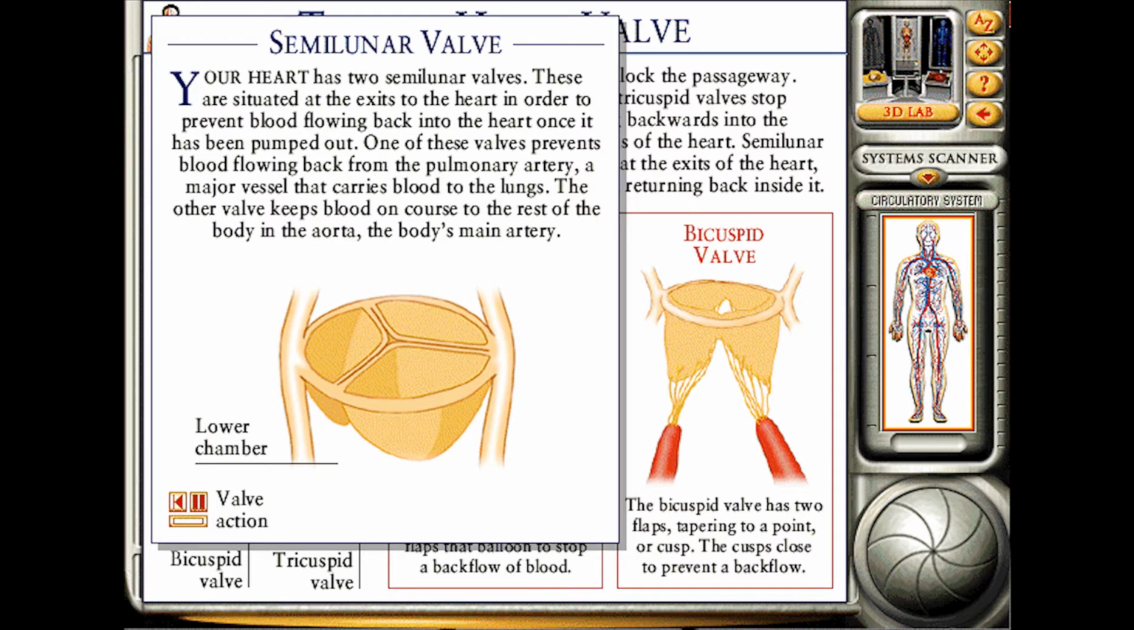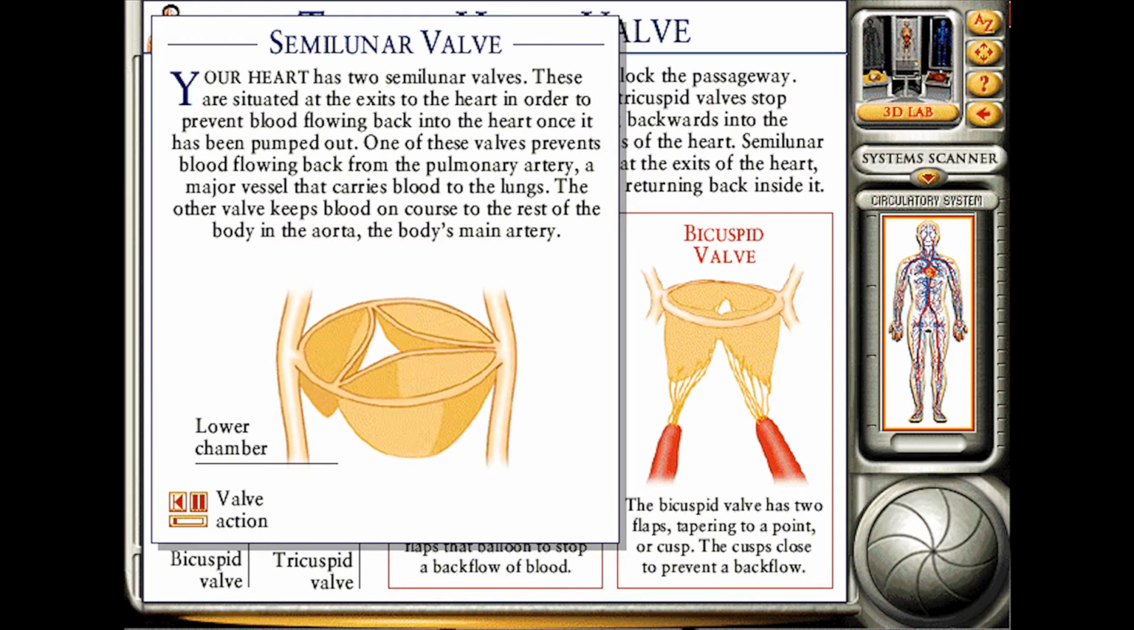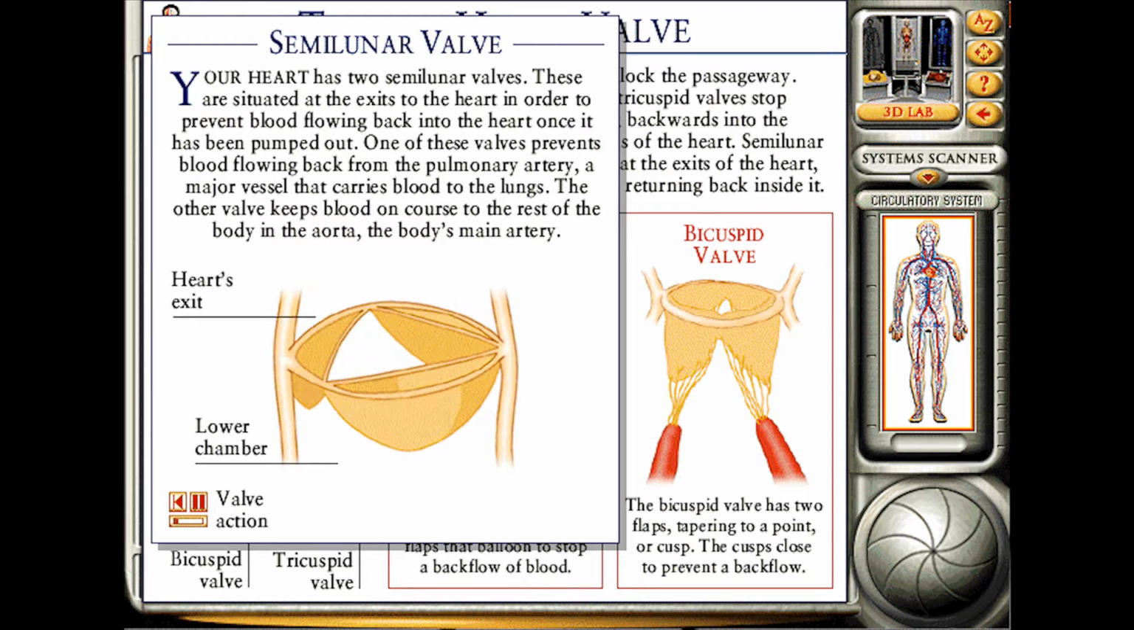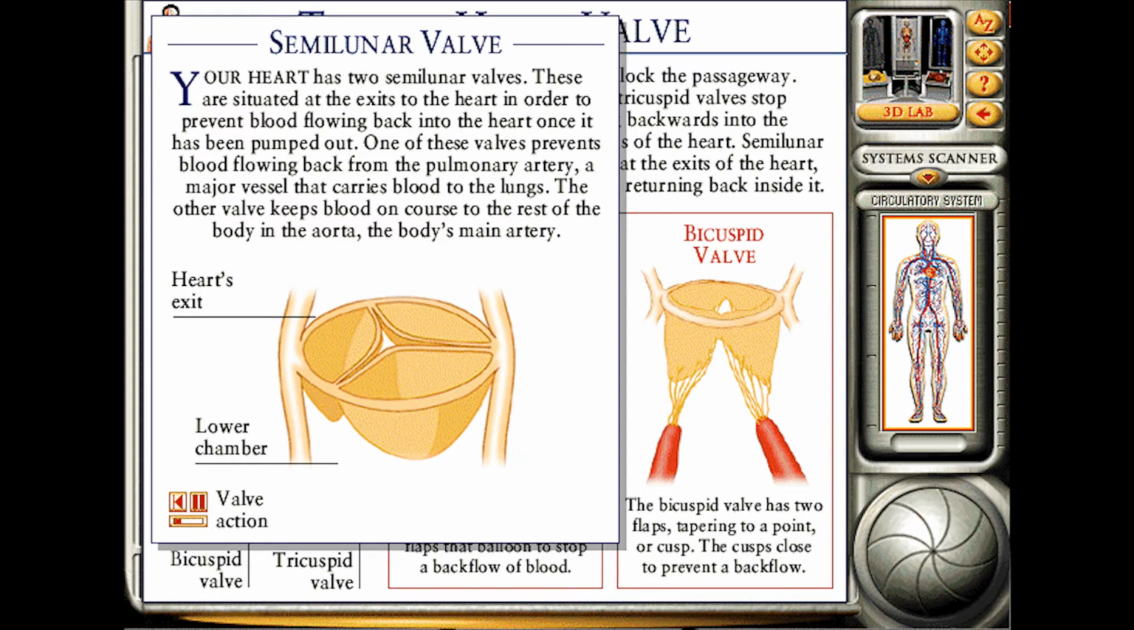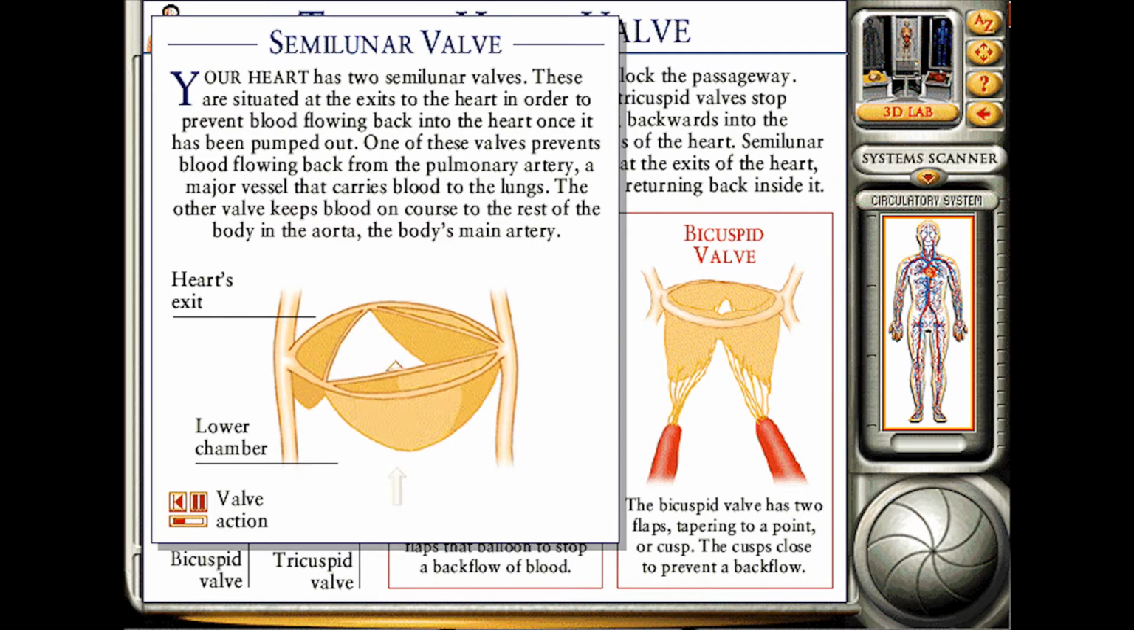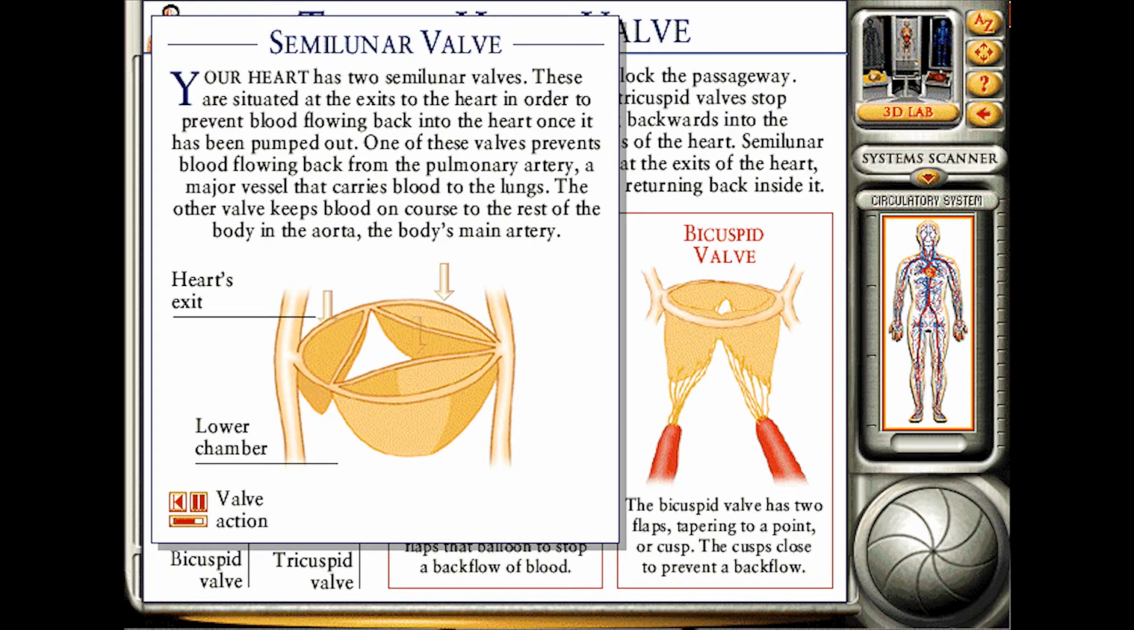The lower chamber of the heart contracts and squeezes blood through the semilunar valve at the heart's exit. The high pressure of the blood forces open the 3 flexible pockets of this valve, allowing blood to leave the heart. As the heart relaxes in between beats, blood begins to flow back towards the heart. This backflow fills the 3 pockets and forces them to close.